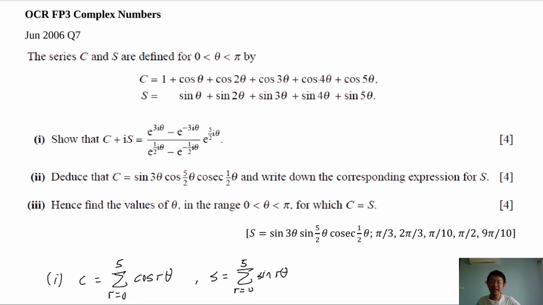Okay, I think we can start first for this one.